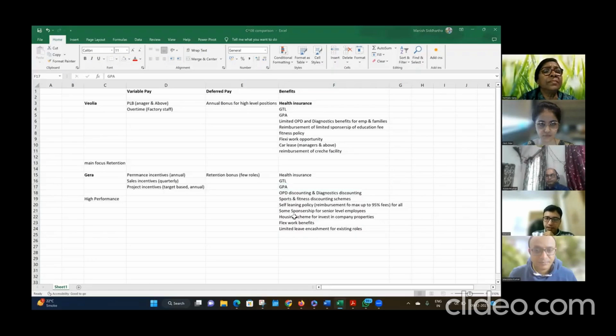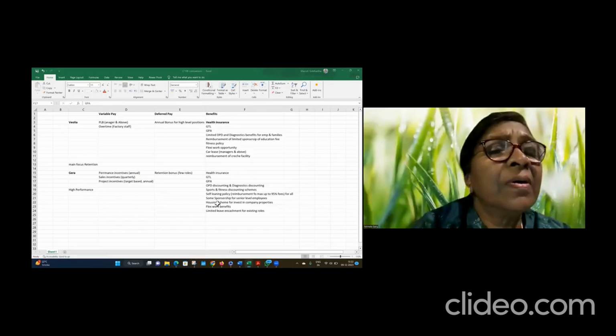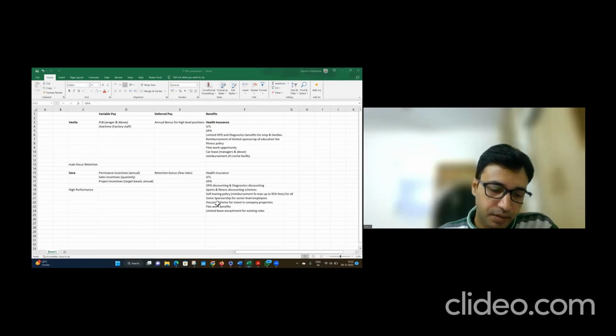So, yeah. Who is presenting here? So we have taken examples of two organizations. One is Veolia Water, another is Gera. Veolia is my organization.